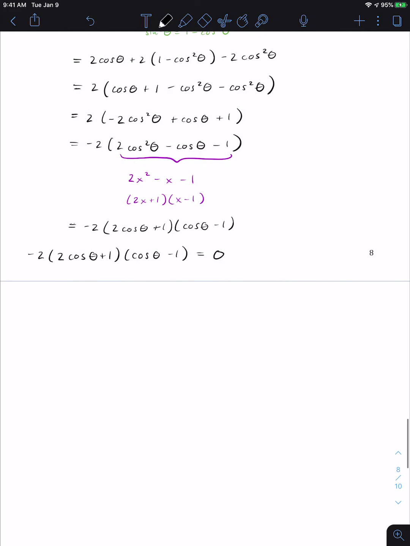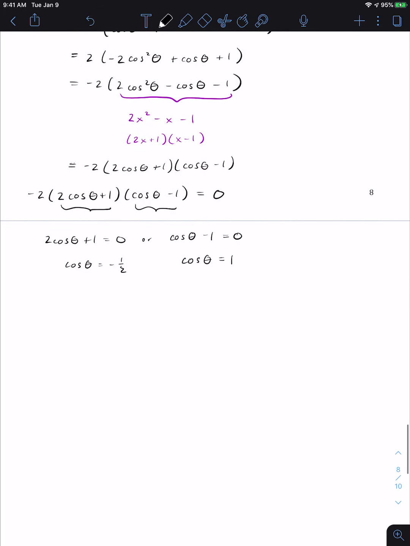So by the zero product property, these two things being multiplied times each other equal to 0. So either 2 cosine of theta plus 1 equals 0, or cosine of theta minus 1 equals 0. Okay, so here I get that cosine of theta equals negative 1/2, or cosine of theta equals 1. So where does cosine of theta equal negative 1/2? Well, that happens at 2 pi over 3 and 4 pi over 3, if we look at the unit circle, right? 2 pi over 3 and 4 pi over 3.